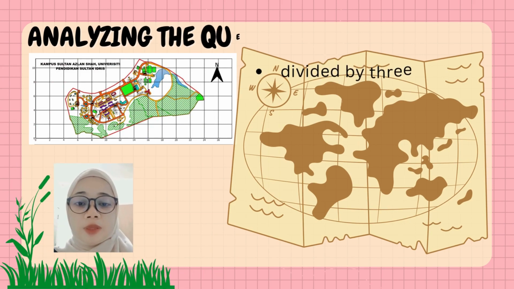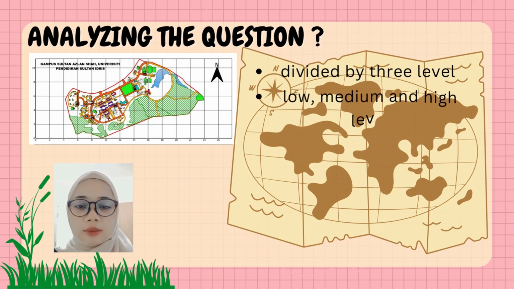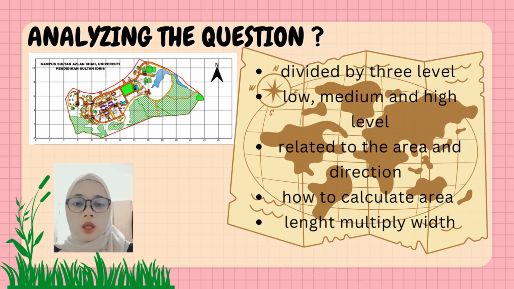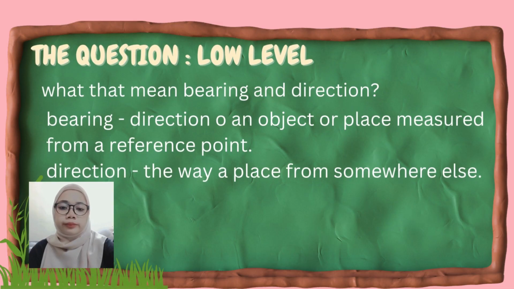I will continue this presentation by analyzing the question. This question is divided into 3 levels, namely low, medium, and high level question. The question chosen by our group is related to the area and direction. How to calculate area is length multiplied with width. This is a low level question. What does bearing and direction mean?